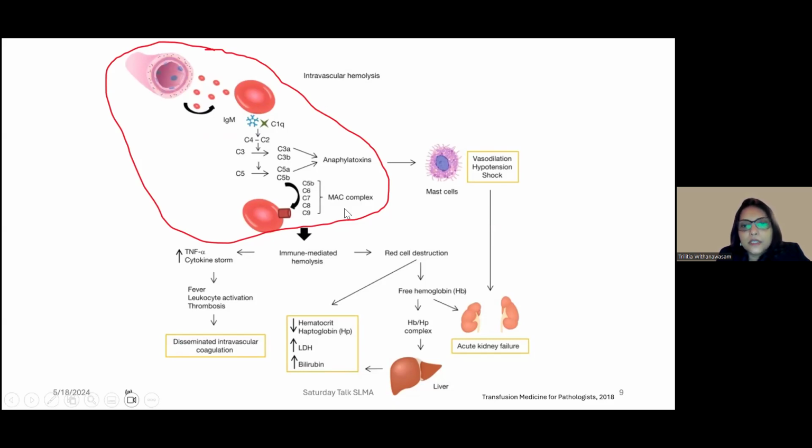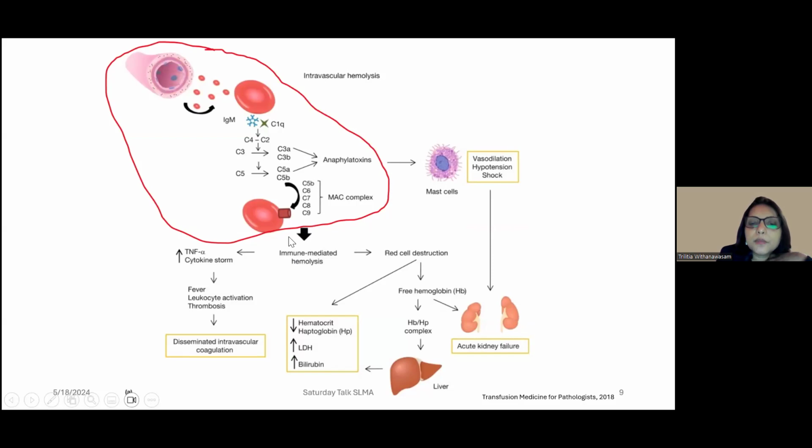At the end, it produces the membrane attack complex, where the red cell can burst and all the cellular materials can come out of the cell. Meantime, it may produce byproducts like C3a and C5a. These are anaphylatoxins, and they can cause serious side effects in the body. One thing is that they activate mast cells. Mast cell activation can cause vasodilatation, hypotension, and shock. The hypoperfusion directly affects certain organs. One of the main organs is the kidney, which can lead to acute kidney failure.